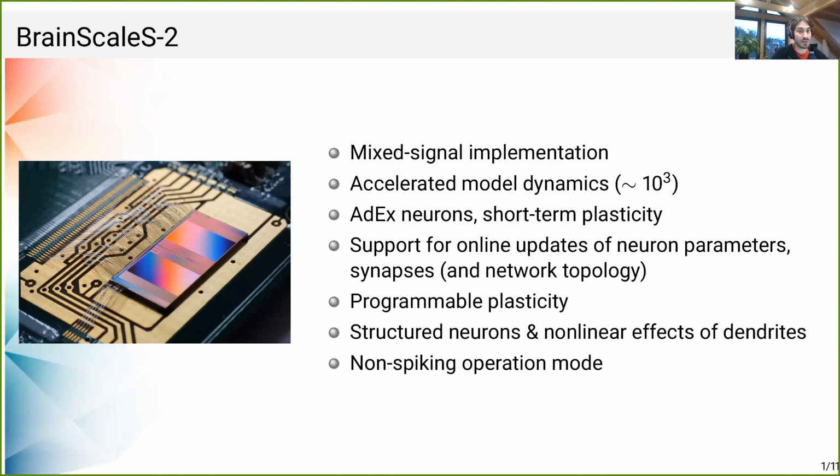Plasticity in this system is programmable as long as you are okay with the amount of observables that are available. As long as they suffice for your plasticity rule, it's okay. The system itself also supports structured neurons and nonlinear effects of dendrites. And there's also a non-spiking operation mode. So this can also be used as an inference artificial neural network accelerator.